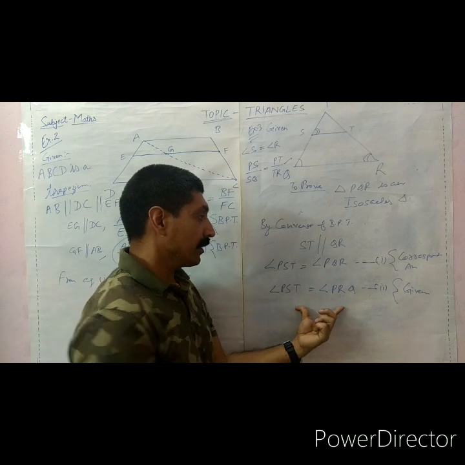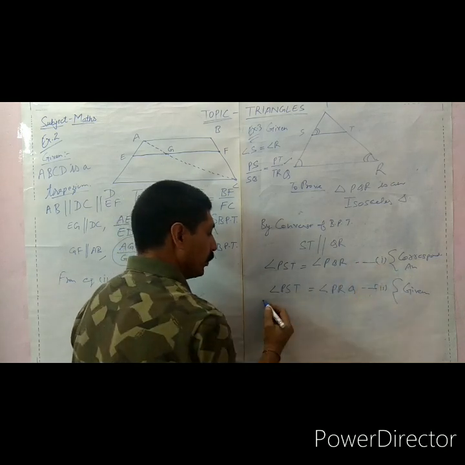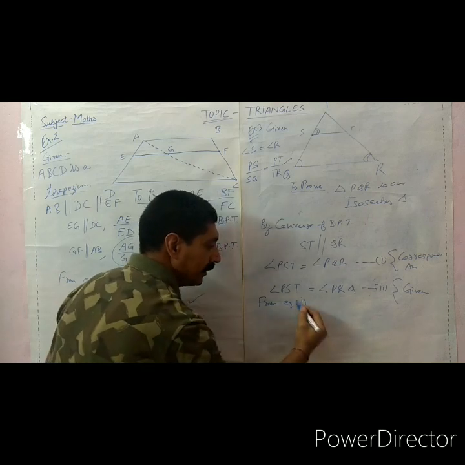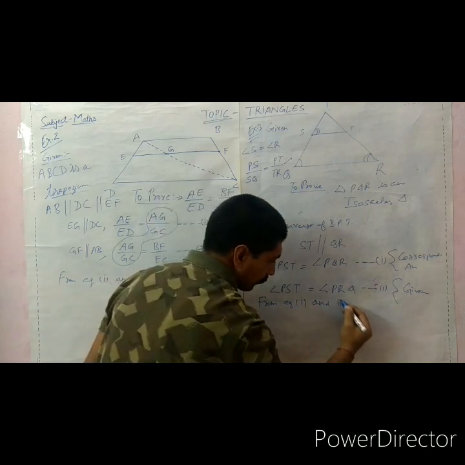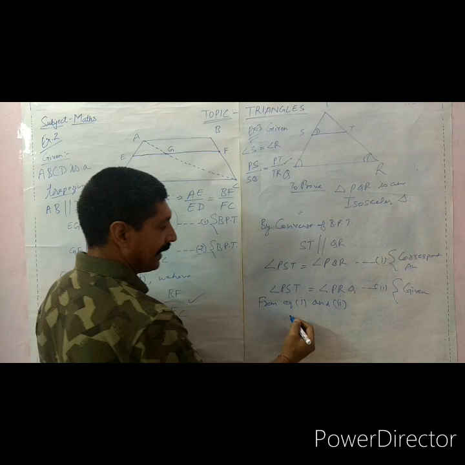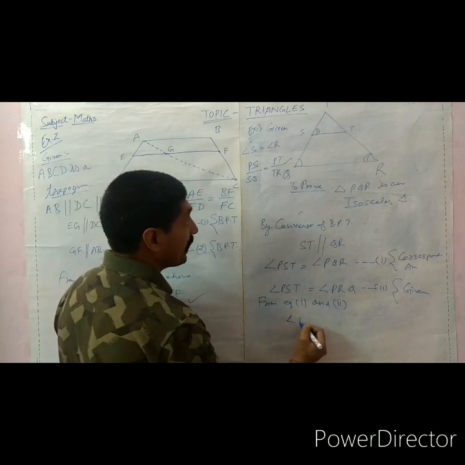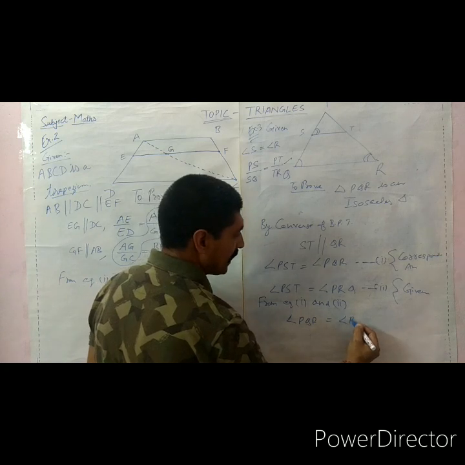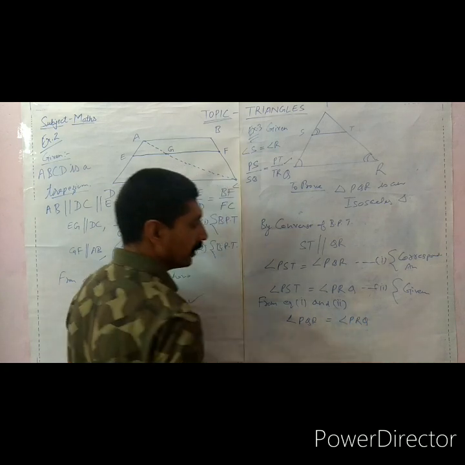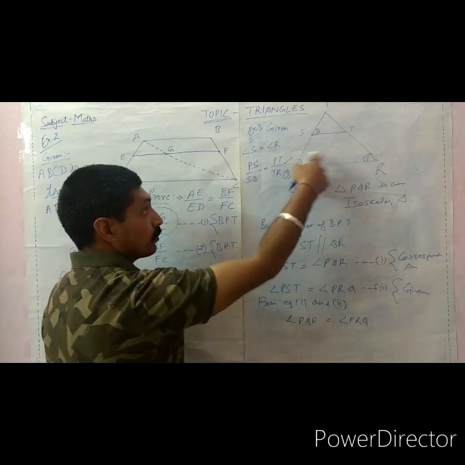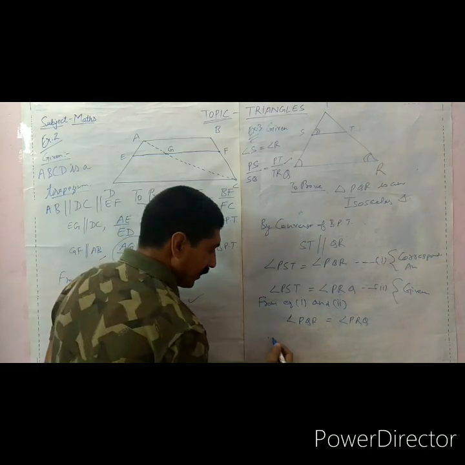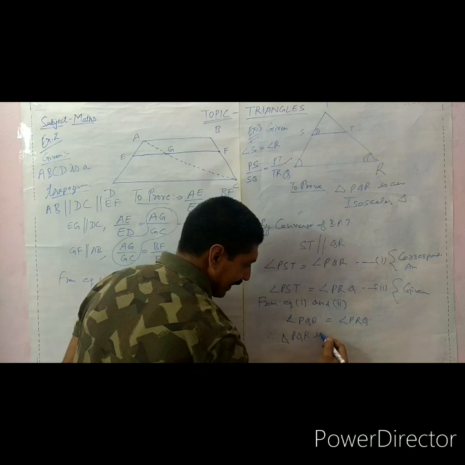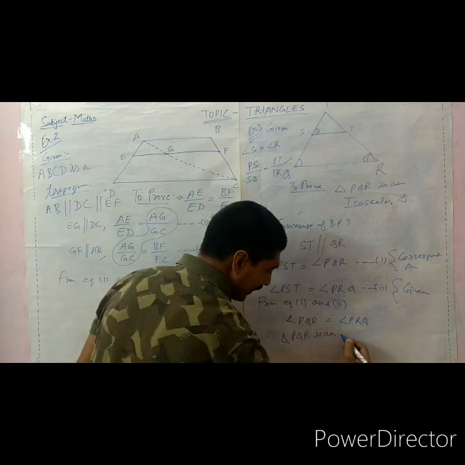So I hope you got it. From equation 1 and 2, we have angle PQR is equal to angle PRQ. So in a triangle, if two angles are equal, therefore triangle PQR is an isosceles triangle.